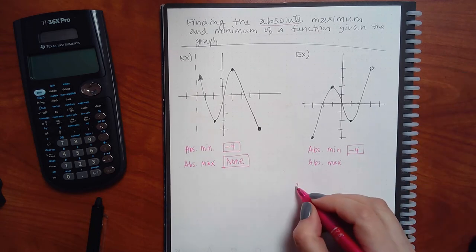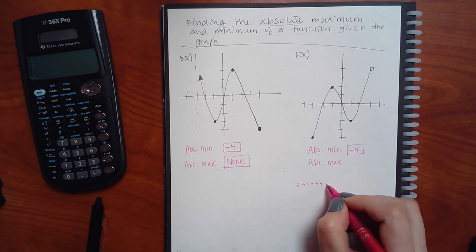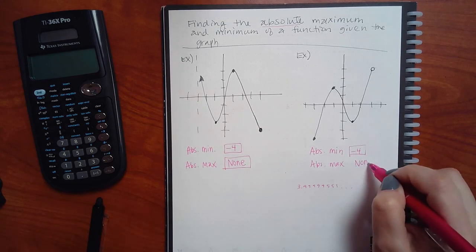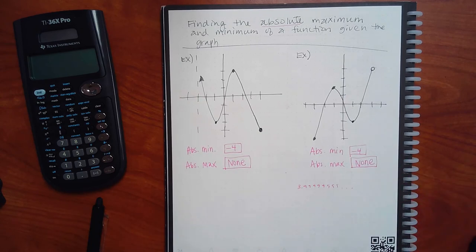I could do this. 3.99999999. I could go forever with the nines. Is it ever going to get to 4? No. It's still going to be 3.99999999, right? So because I can't tell you exactly where the 9 is going to stop, you can't tell me what that maximum is going to be. So you're going to say none again. So these are really weird with the open dots and the arrows. That open dot doesn't mean that it's a point. It's just saying it's going to go up to it, but it's not going to have a dot there. So it's very weird. That's why I put it on here, because I wanted to talk about it.